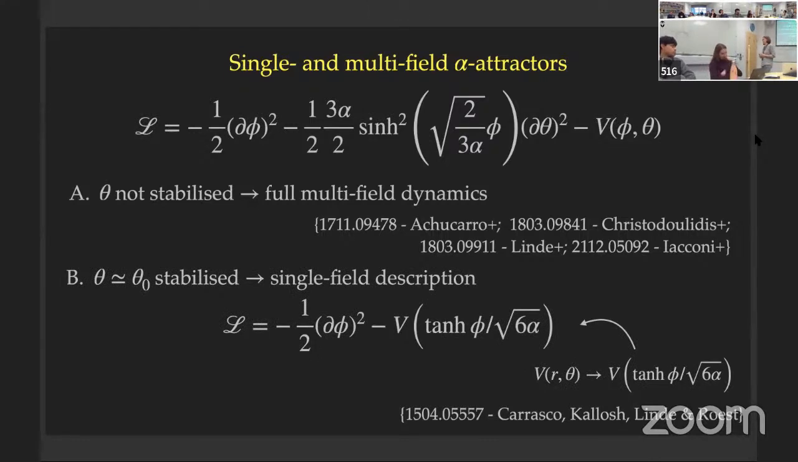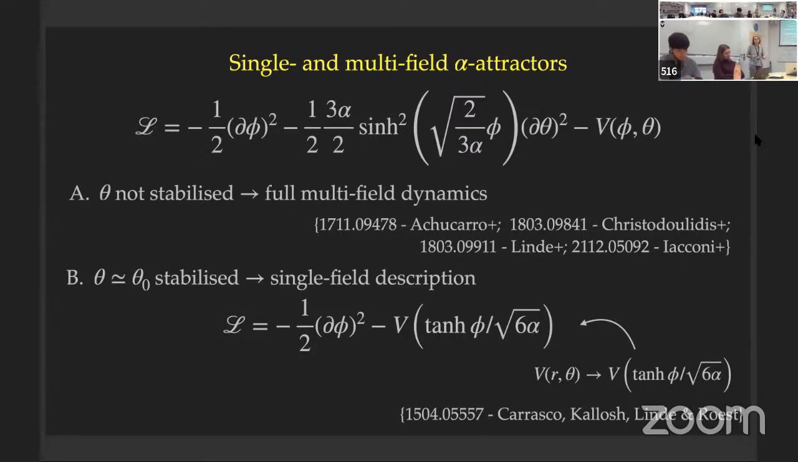Another possibility is that actually theta is stabilized, so theta is non-dynamical, it just sits there. So you just move basically in the radial direction during observable inflation. And in this case, you can use an effectively single-field description, which will be given only in terms of the inflaton field phi.